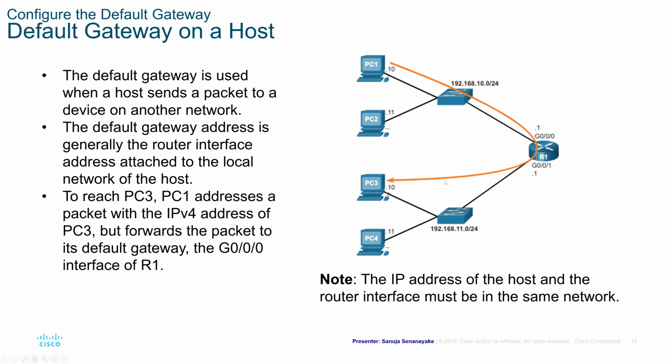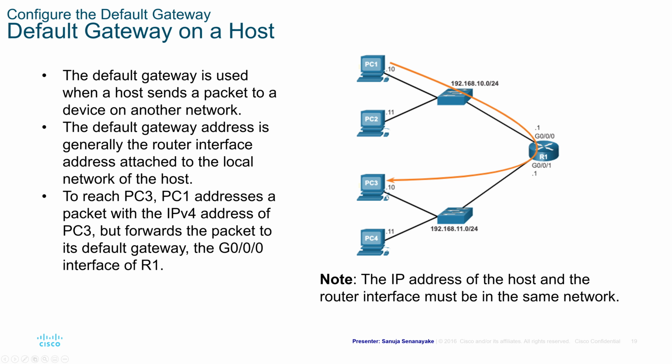So that's what you need to get out of this slide. The IP address of the host and the router interface must be in the same network. So remember that. In other words, PC1 has 192.168.10.10 and the gateway is going to be 192.168.10.1.